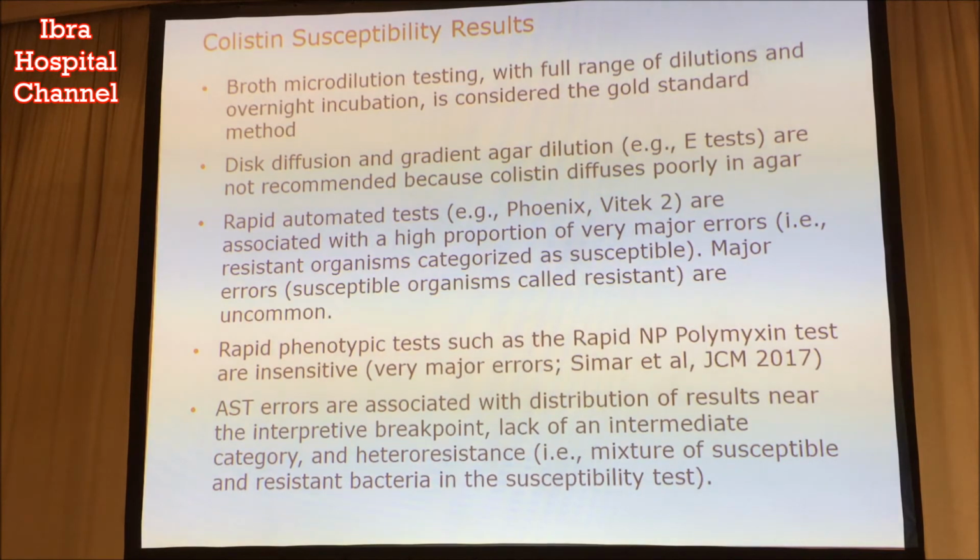And the rapid automated tests like Phoenix and Vitek 2, as well as tests like MicroScan and Sensititer, are associated with a high proportion of very major errors. That is, a resistant organism calling the antibiotic susceptible. When we look at major errors, that is susceptible organisms being called resistant, we don't see that effect.